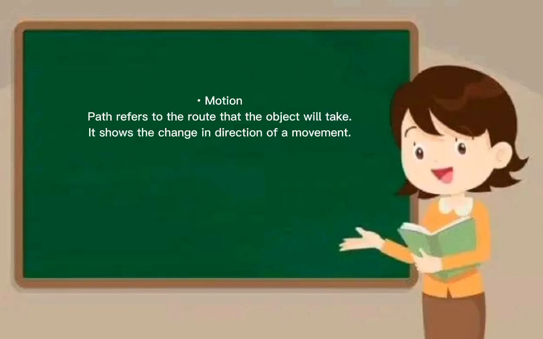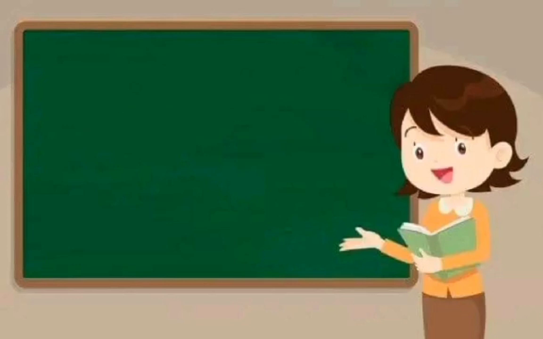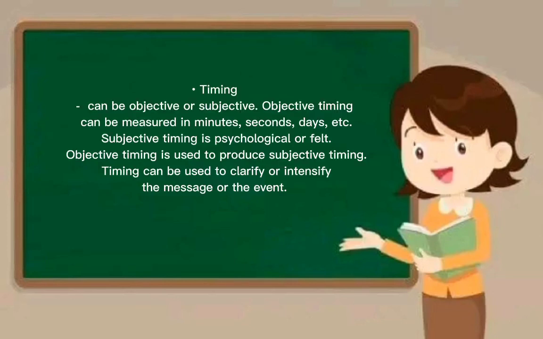Motion path refers to the route the object will take. It shows the changes in direction of a movement. Timing. Timing can be objective or subjective. Objective timing can be measured in minutes, seconds, days, etc. Subjective timing is a physiological or felt sense of time. Objective timing is used to produce subjective timing. Timing can be used to clarify or intensify the message or the event. Using pauses can help time.